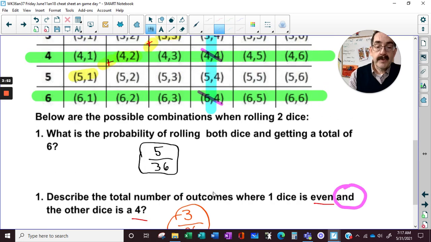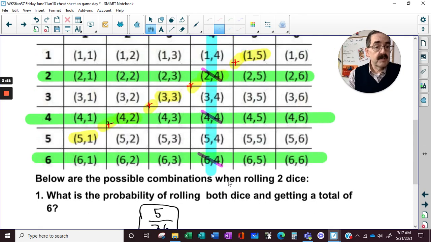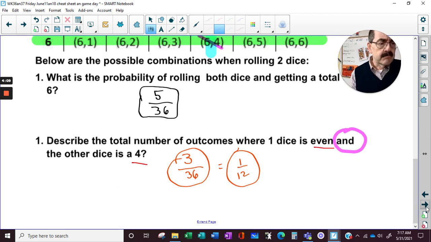Yep, 3 of 36. You could simplify that to 1 over 12. Computer-wise, 1 over 12 is a better answer, but do you see how 3 out of 36 has more meaning? Sometimes simplifying is not always the best choice. Okay, cheat sheet. Let's go to the next page.